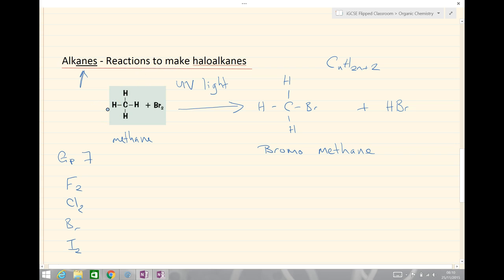If you notice, we've got 1 carbon on the left, 1 on the right, 4 hydrogens on the left, 1, 2, 3, 4 on the right. We've got 2 bromines here, and we've got 2 bromines, so it's all balanced. One of the bromines has replaced one of the hydrogens, so if you think about football, if you replace a player on a football pitch, this is called a substitution reaction. And it uses UV light.